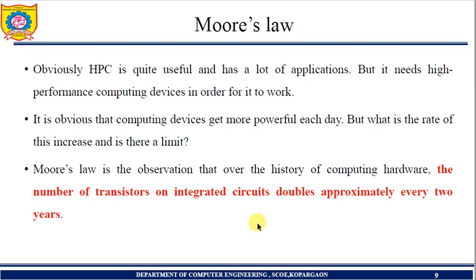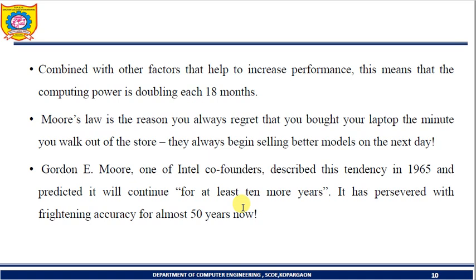This means the number of transistors used in the design of integrated circuits gets doubled approximately every 2 years. This is the law stated by Moore. Combined with other factors that help to increase performance, this means that computing power is doubling every 18 months. Moore's law is the reason you always regret buying your laptop the minute you walk out of the store. They always begin selling better models the next day.